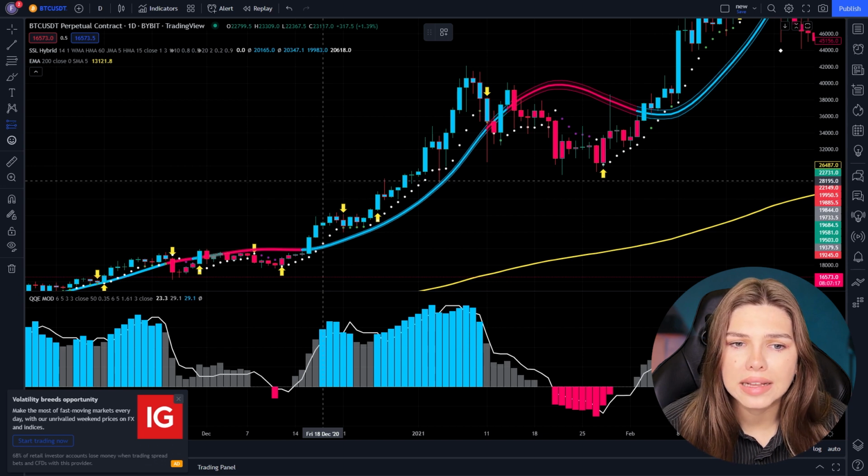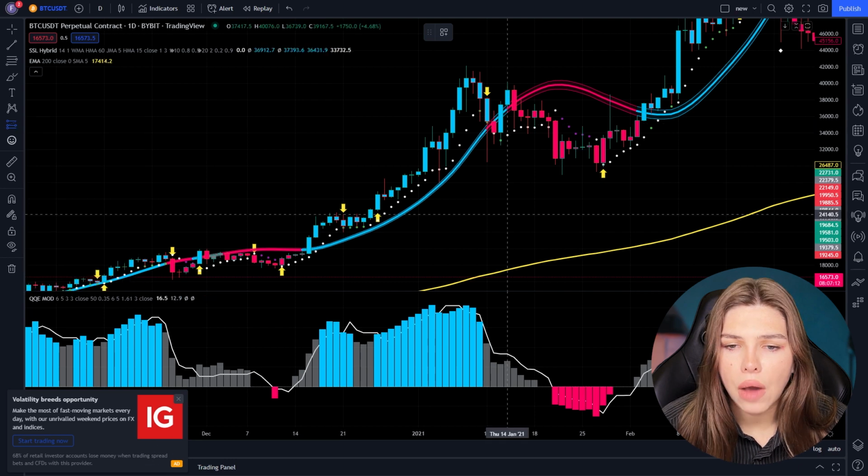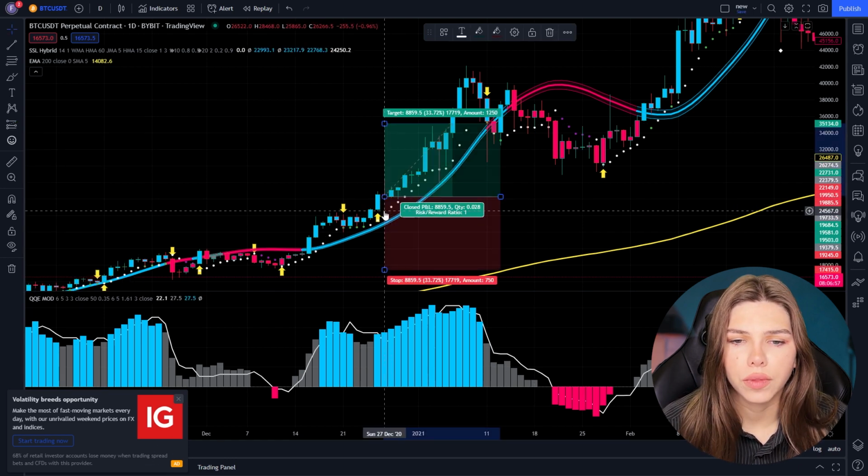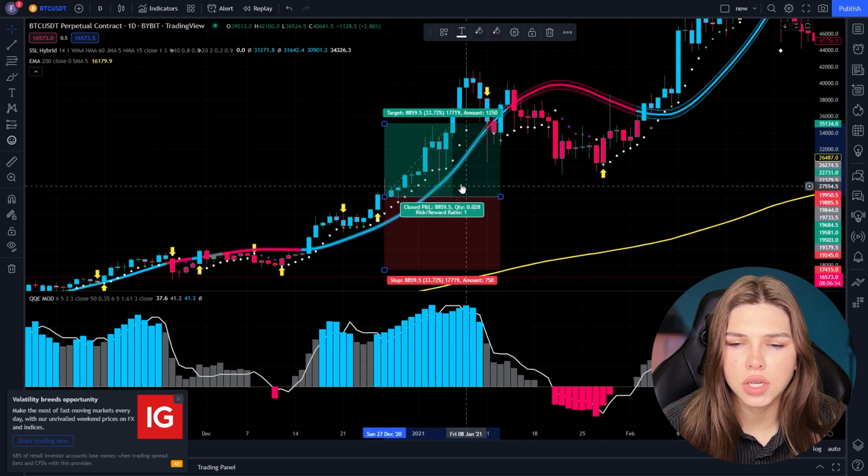Now we're going to look at an example for a long trade. Here we have a buy signal. Our price action is above the 200 EMA and the trend line is blue. Moreover, the QE mod is also blue.